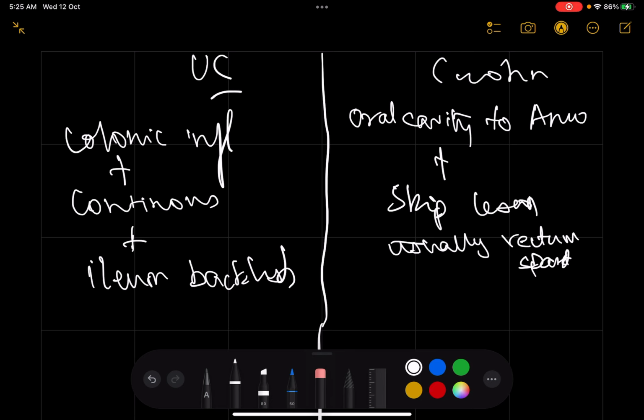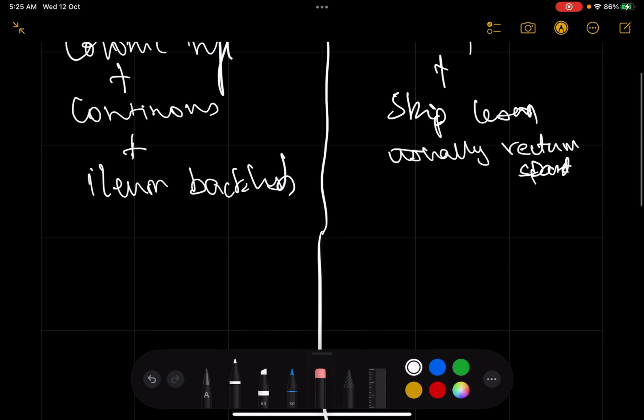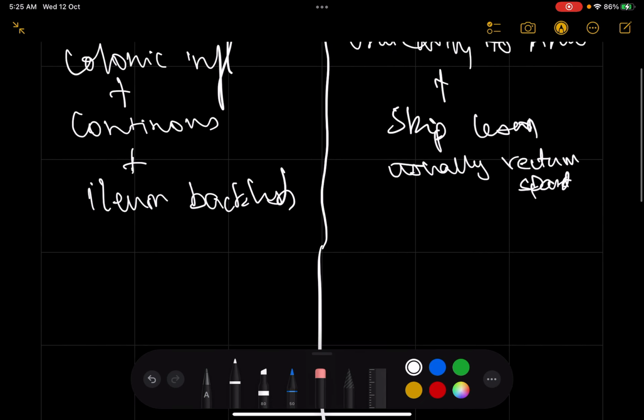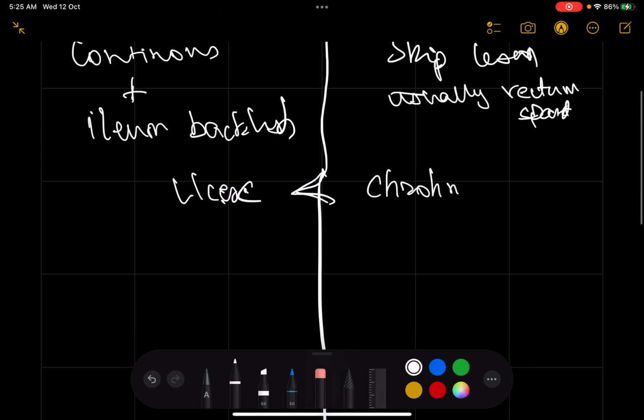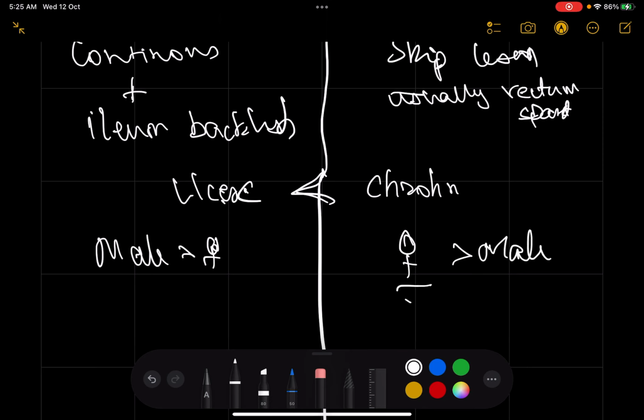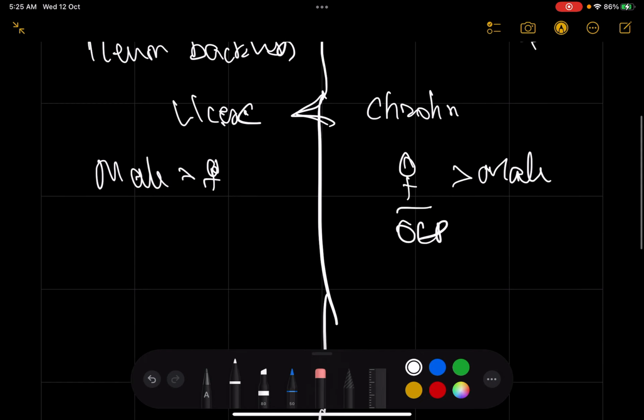Now, when I'm talking about epidemiology, Crohn disease is more common than ulcerative colitis, or UC. And in UC, the males are more commonly affected than the females, but in Crohn's, the females are affected more than the males. Why? Because of the use of OCPs. That's a very important thing.